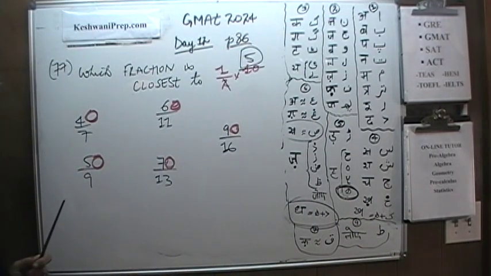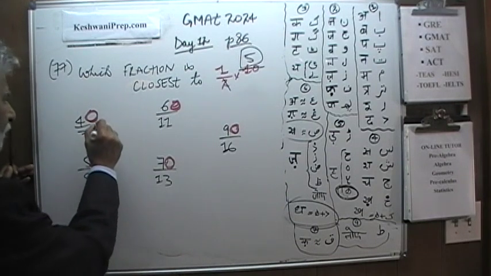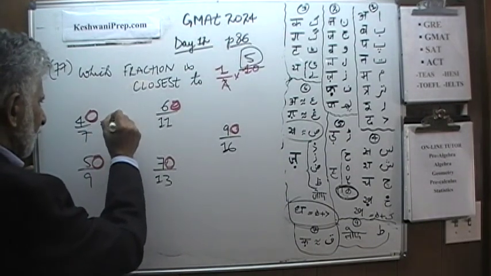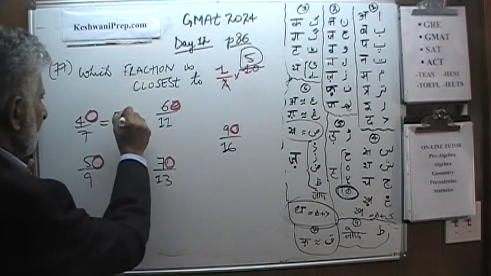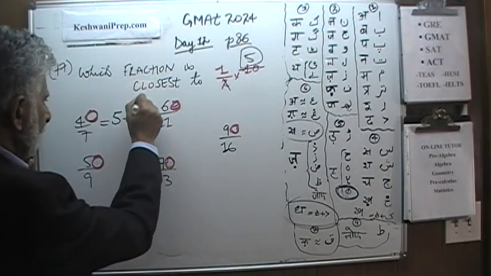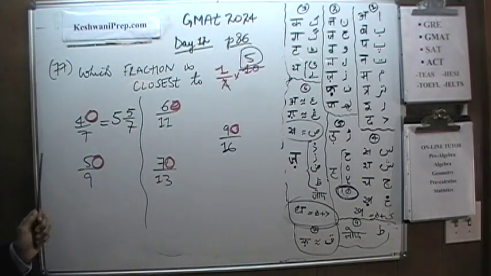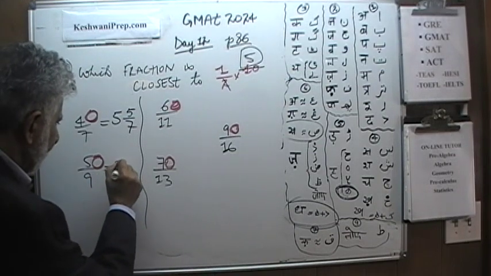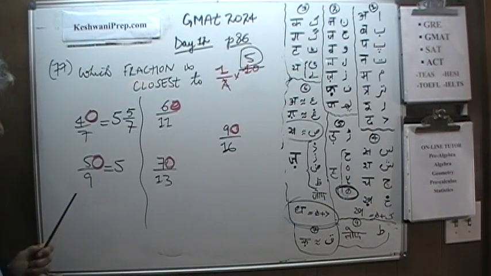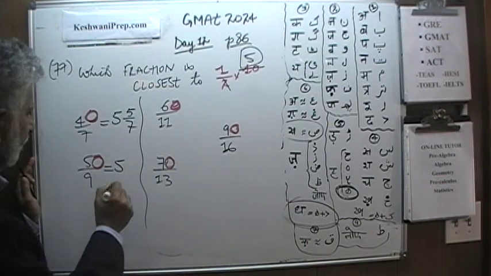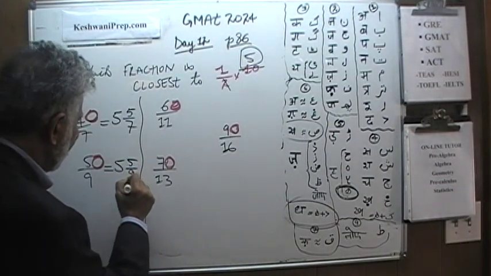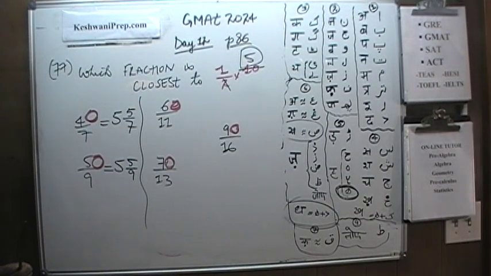40 divided by 7: 7 5s are 35, so it goes 5 times, then we have a remainder of 5, so 5 and 5/7. 9 5s are 45, so it goes 5 times, we have a remainder of 5, so 5 and 5/9. Five sevenths, five ninths. As you can see, there's something going on there. Let's do the next one.